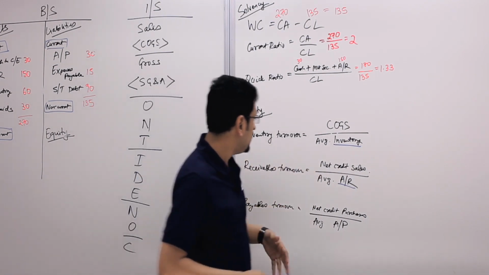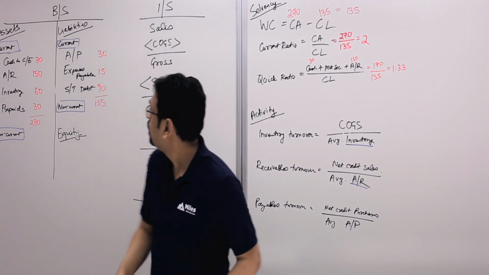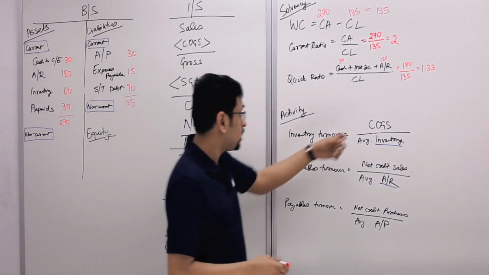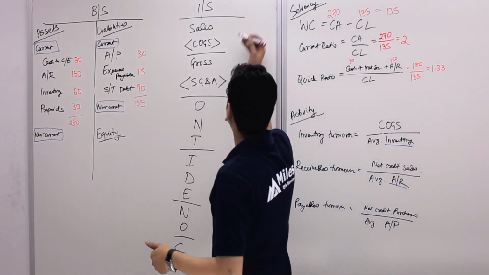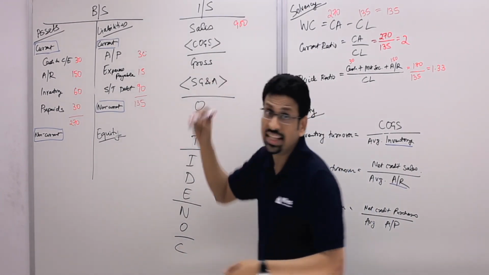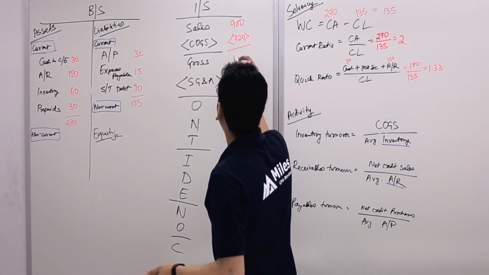We'll talk about the inventory turnover, receivable turnover, payable turnover. Let's use the numbers. Yeah, that'll be better. Now, as I told you, we're looking at COGS by average inventory. So let me put numbers on your income statement as well. So let us say we'll have 900,000 of sales during the year, and the cost of goods sold was 720. Gross margin 180.